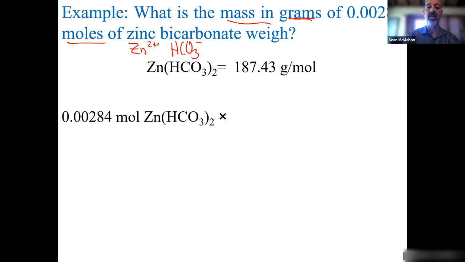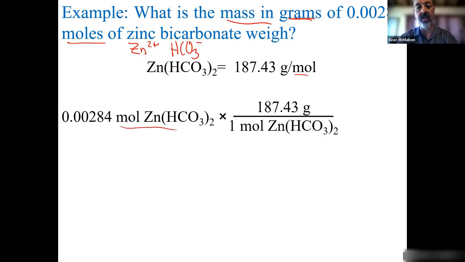I want to make sure that moles goes on the bottom to cancel it. So I use the moles on the bottom, and I put 187.43 grams on top. Those units cancel, and I'm left with 0.532 grams of the zinc bicarbonate.